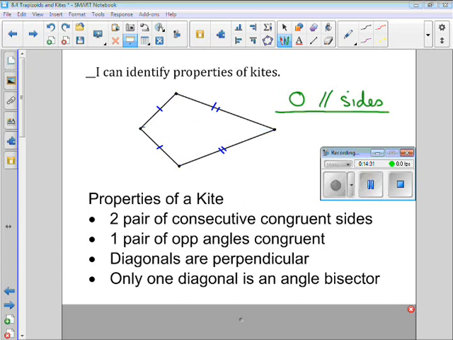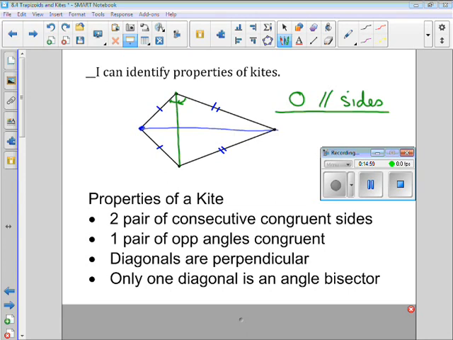And lastly, one of the diagonals is an angle bisector, and it's a very specific diagonal. It's not like one time in this kite it's this one or whatever. It's always the diagonal that runs down the center of it like this. And there's two diagonals, right? But only one of these is an angle bisector. Now I can tell by this that angle right there is bigger than that one. So I definitely know it's not that one.